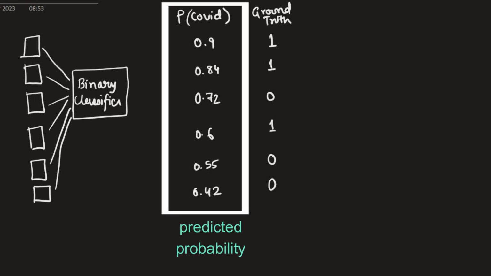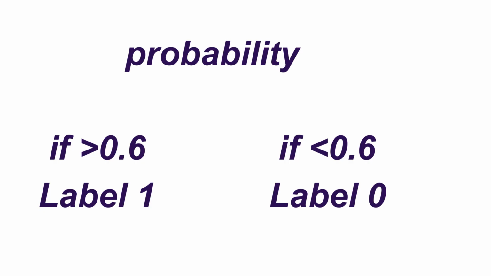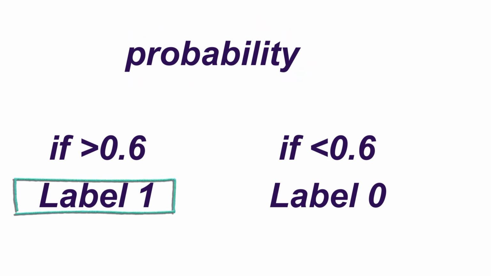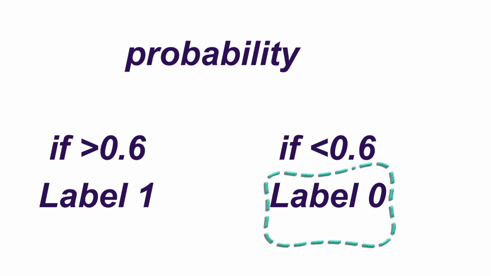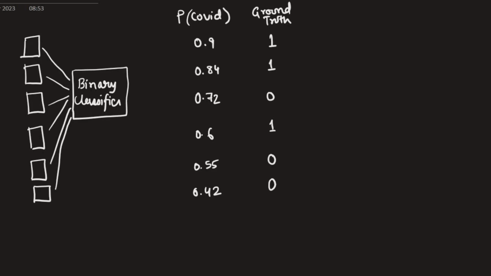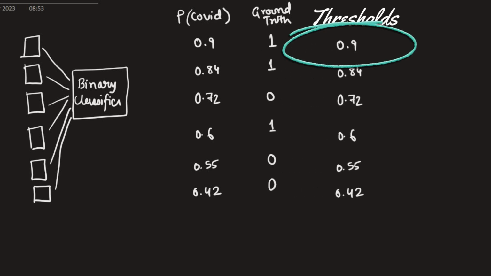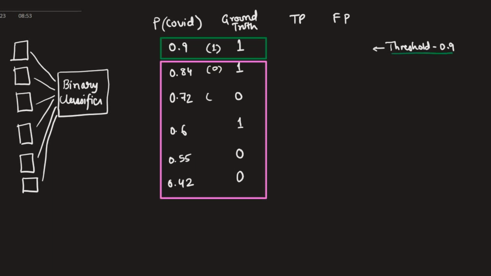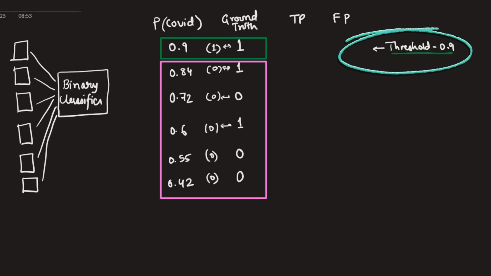To convert these probability values to labels, we need to have a rule. For example, if the probability is more than 0.6, the image will be labeled 1. Otherwise, it will be labeled 0. So, while plotting ROC, we check the model at multiple thresholds. For example, if the threshold is 0.9, any probability above or equal to 0.9 will be labeled as 1. In this case, the first image is labeled 1 and the rest are labeled 0. This is the model's prediction at threshold 0.9.